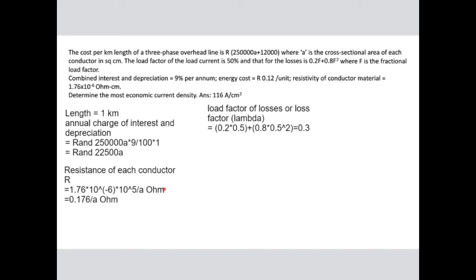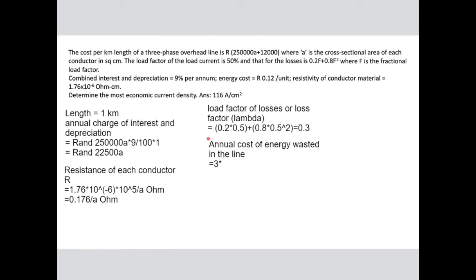We got the resistance, and when we get the resistance, we can go to calculate the cost of annual cost of energy wasted in the line. So it will be equal to 3 I squared R.